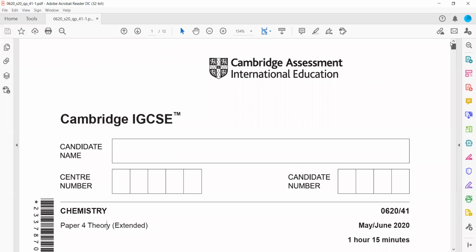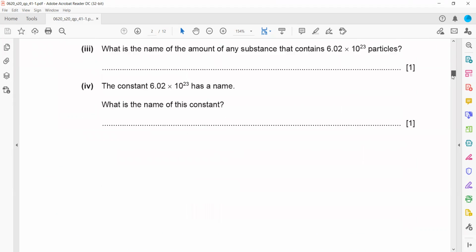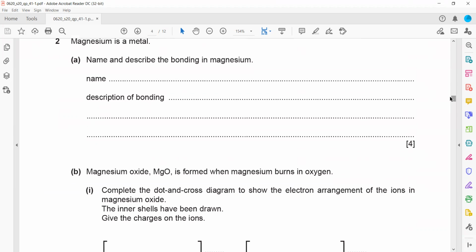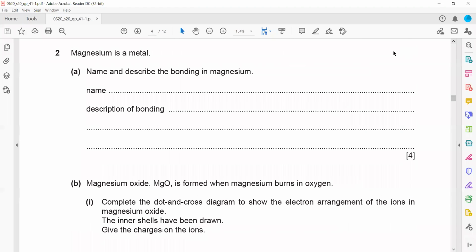Magnesium is a metal. Name and describe the bonding in magnesium. What is the name of this bonding? What do we call the type of bonding present in magnesium metal? We call that metallic bonding. And how do we explain metallic bonding? See, it's 4 marks. See the weightage of the marks, and it is not a difficult question. If you write metallic bonding here, you will score 1 mark.